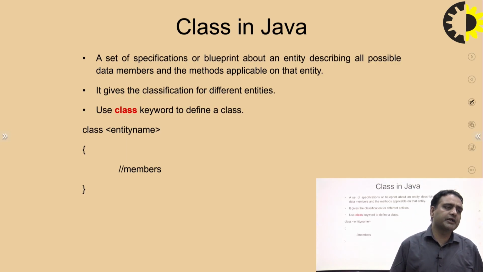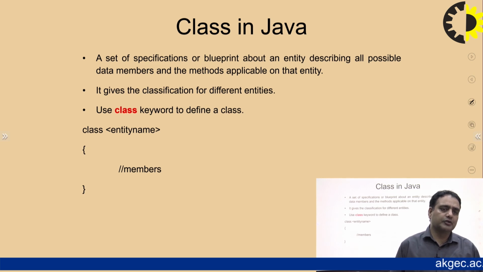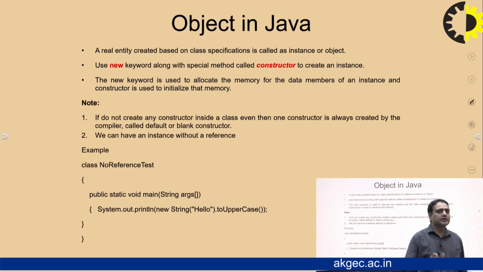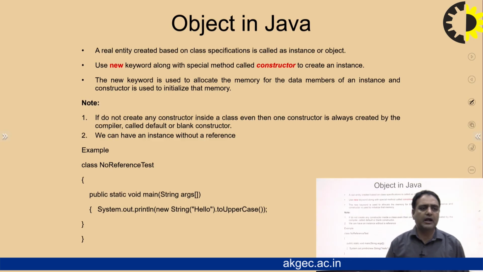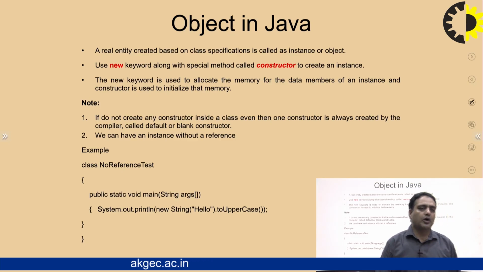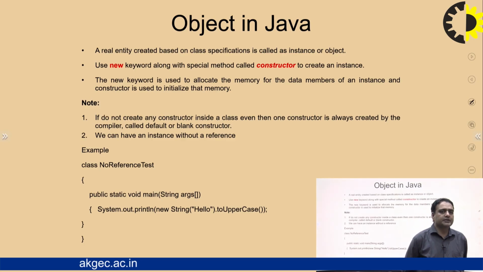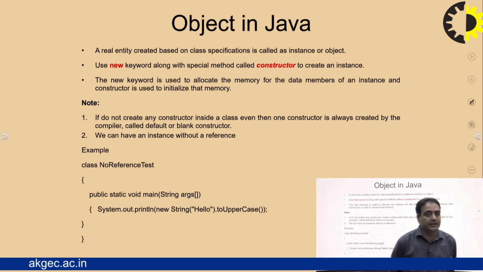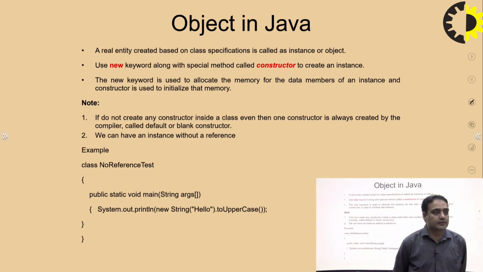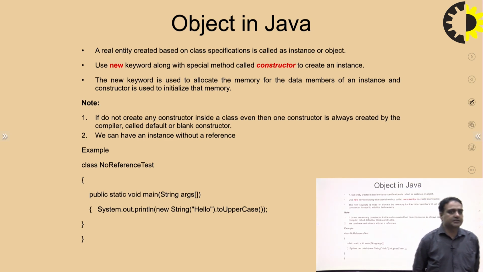We specify it in small characters, then leave some space, and put the class name, and then within the opening and closing curly braces, you put the data members and method names. Objects in Java: you can create multiple instances of a class, and these instance variables which belong to class A or class B, or any other class, are known as objects.